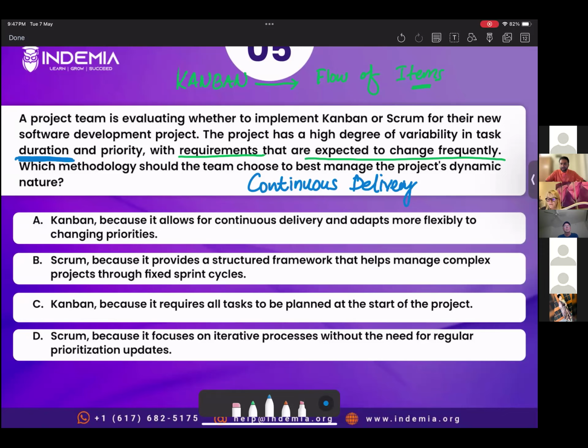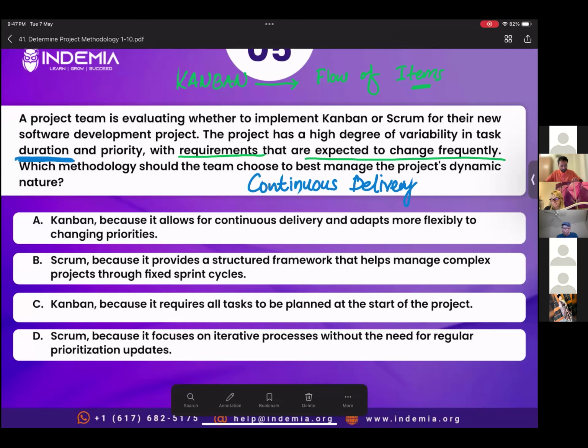As Mudit mentioned, Kanban offers more flexibility because there are no time boxes in Kanban, right? There are no fixed durations in which you have to complete a certain task. It's a continuous delivery. You keep on pulling items. You complete one item, once it is completed, it moves to the next stage and you can pull the next item. It gives you more flexibility, more room to manage changes, especially when duration and priority keep on changing. Correct answer is option A, Kanban, because it gives more flexibility. Let's read the explanation.